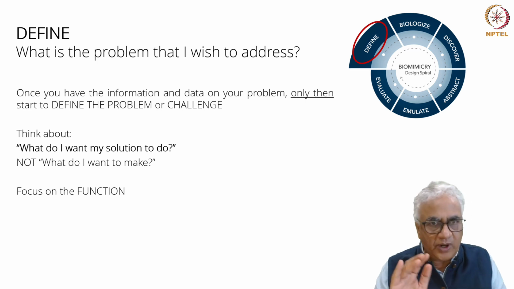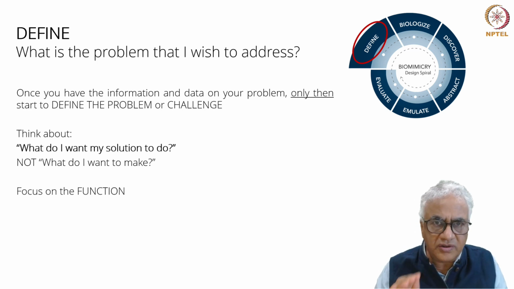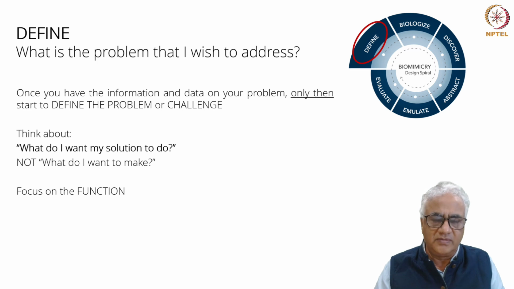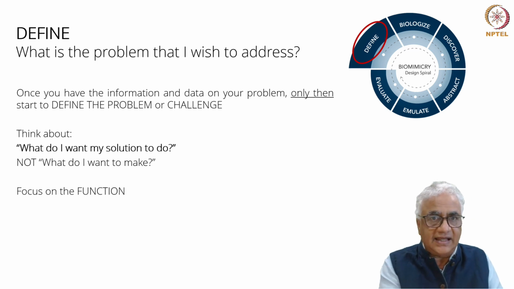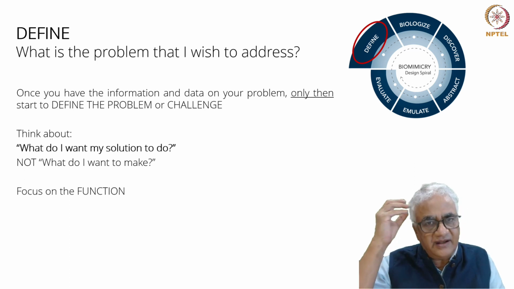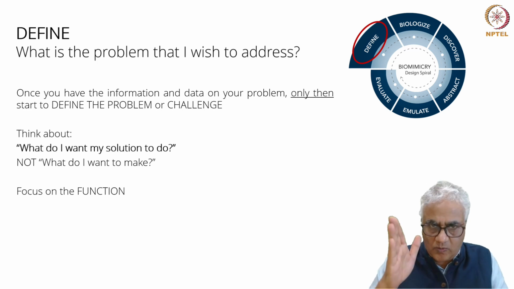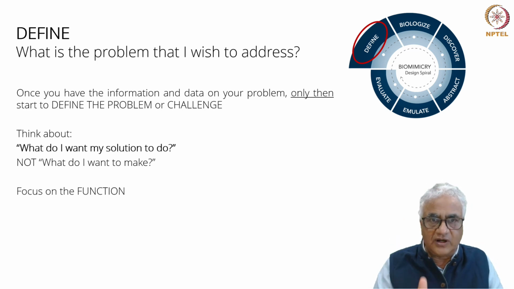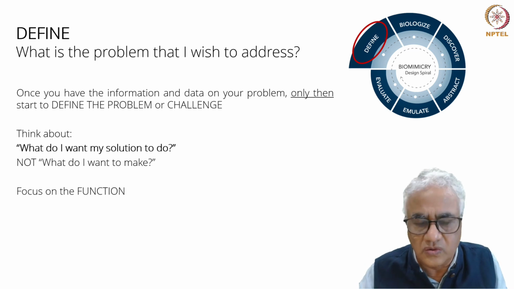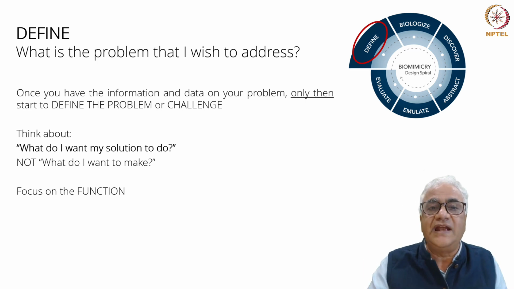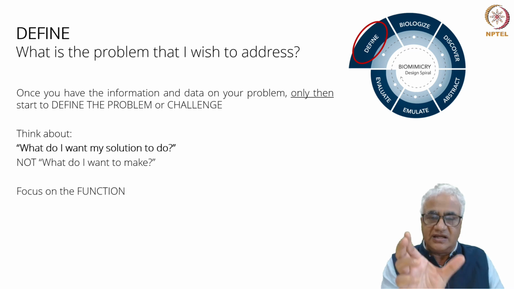Now, you are probably learning one of the most important things about problem solving. And this is what I learned. Personally, I benefited a lot from this learning. When you are defining the problem, ask yourself, what do I want my solution to do? Don't say, what do I want to make? So the verb is important. What do I want my solution to do? I want my solution to regulate temperature. To regulate temperature is important.